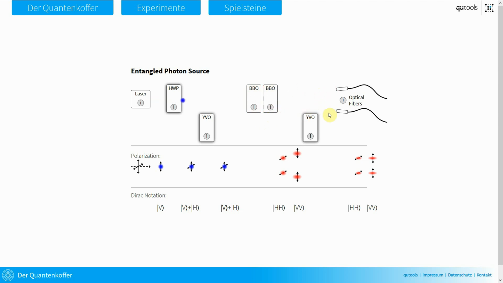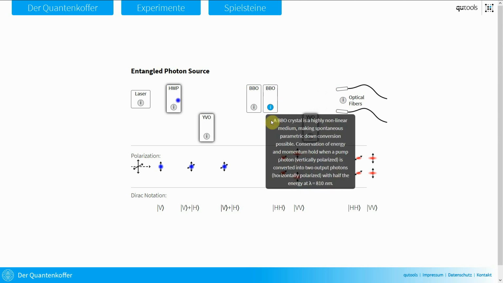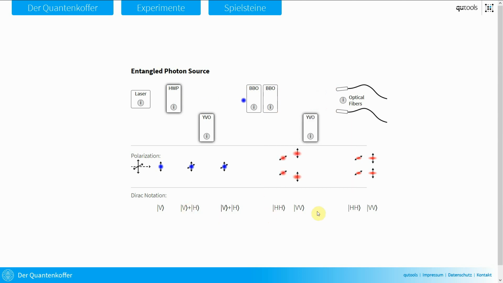Please notice that these are not 4 photons in the back here, but only 2, with these two both happening at around 50% probability. So in the first crystal that was situated here, we convert the vertical part into these horizontally polarized down-converted photons, and in the other crystal we convert the horizontal light into these vertically polarized down-converted photons. In the fiber they will be at the same place.